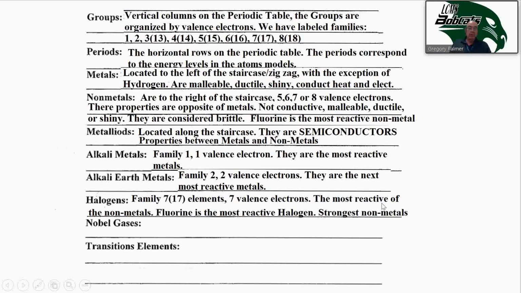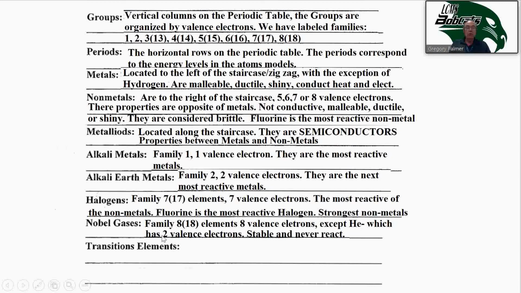Halogens are in family 7 or 17. They have 7 valence electrons. They're the most reactive of the nonmetals. Fluorine is the most reactive halogen. It's also considered the strongest nonmetal, like we looked at on that periodic table before. Noble gases are in family 8 or 18. They have 8 valence electrons, except helium, which has 2. They're stable, and they don't react.